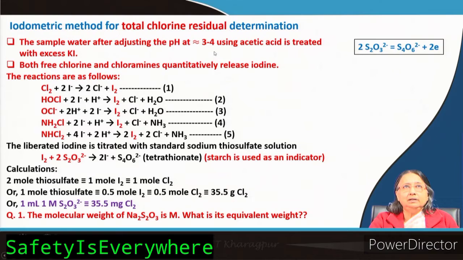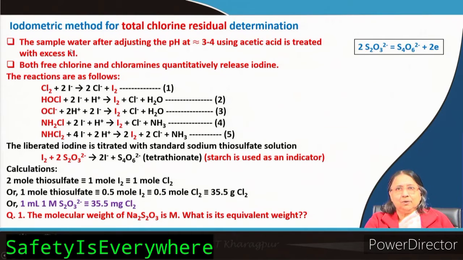And how will it be maintained? It is maintained by acetic acid. The sample is treated with excess KI, potassium iodide. So, we take some sample, for example 50 milliliter or 100 milliliter, and then we adjust the pH in this range using acetic acid. After that, we add KI in excess amount.